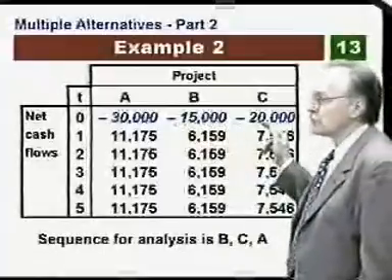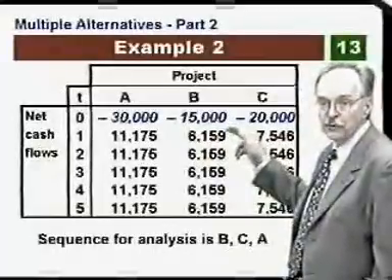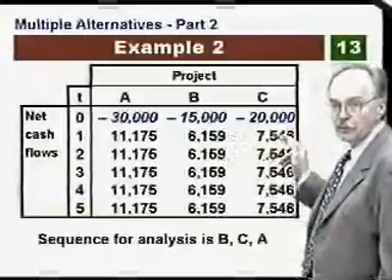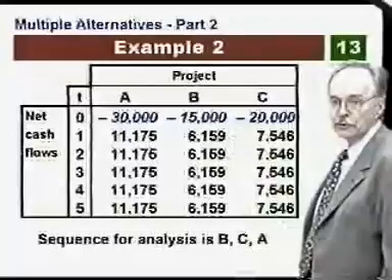Now, looking at the investments, we have to start with the smallest one. That's B. So we'll examine B first. And then if that's acceptable, we'll compare C with B, and so forth. And the last one, of course, will be alternative A.